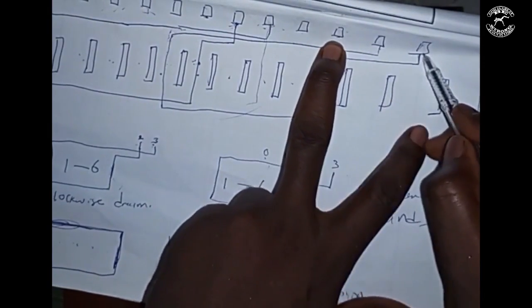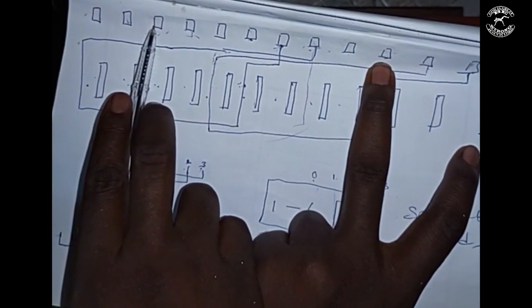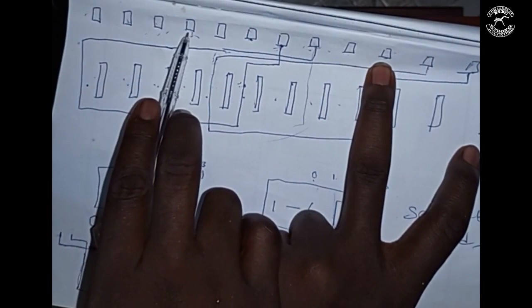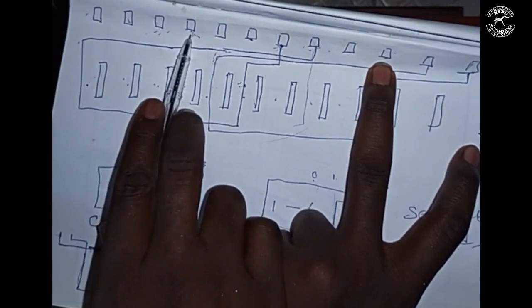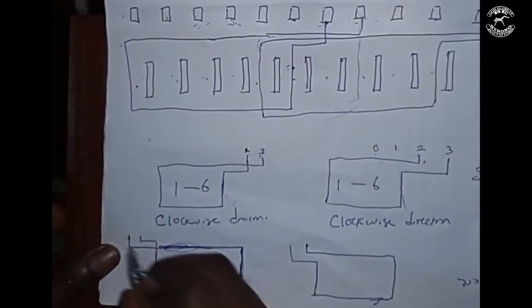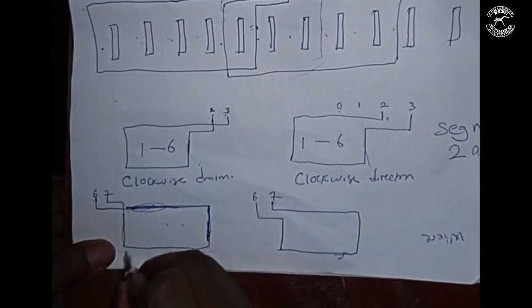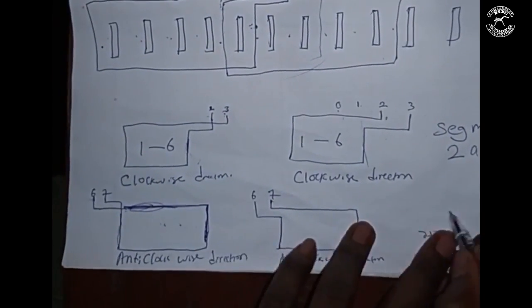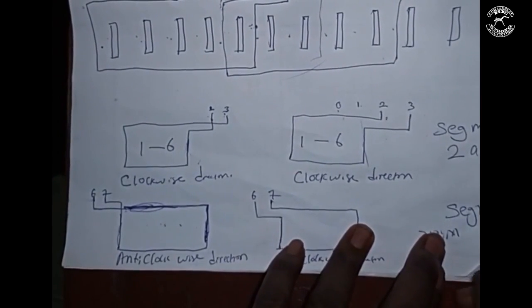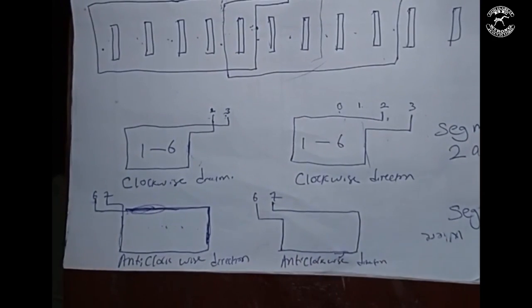1, 2, 3, 4, 5, 6, and 7. 6 and 7, yes. 6 and 7. So which means 6, 7. For anti-clockwise, you are going to be choosing segment 6 and 7.